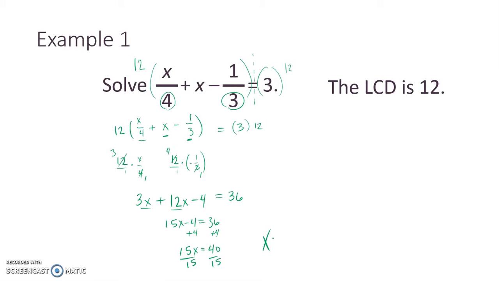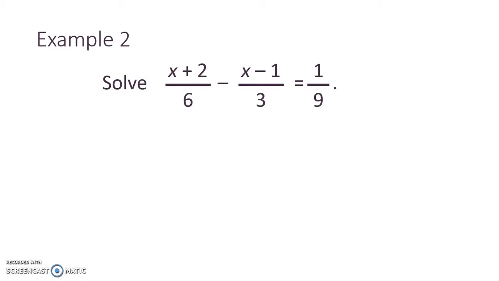We end up with x equals 40 over 15, which reduces to 8 over 3. And remember, having an improper fraction is perfectly acceptable when we're solving our algebraic equations. So x equals 8 over 3. All right, let's go ahead and take a look at example 2.